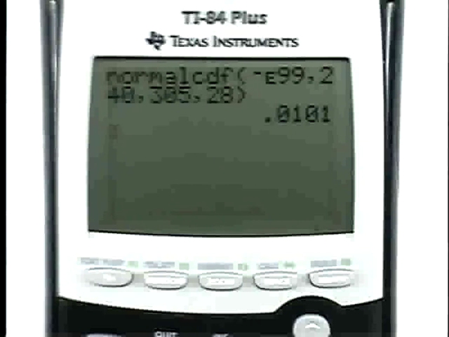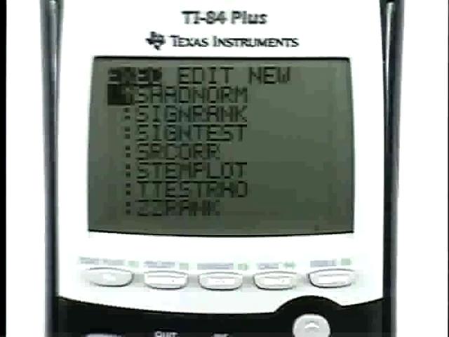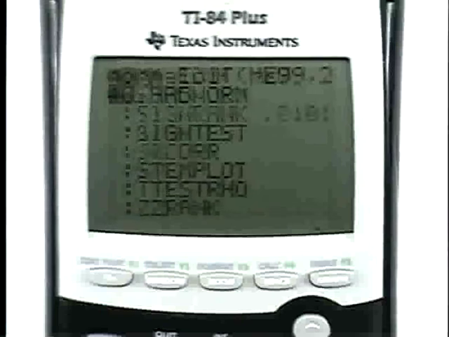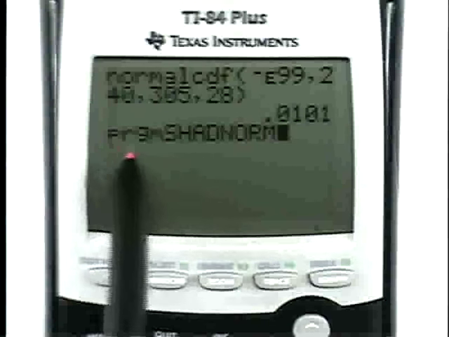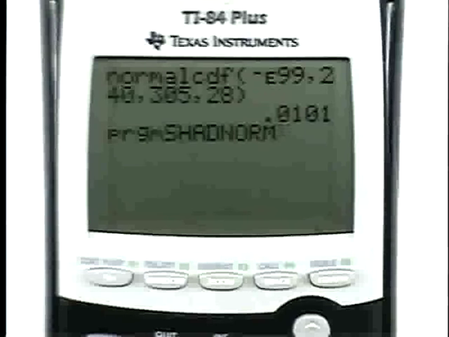0.0101. Now, I'm going to show you something kind of cool. Hit the program key. It's right below the stat key. It's PRGM. And go down until you see a program called shade norm. Now, these are made available to you by your instructor. If you don't have it in your calculator, contact your instructor. There may be a reason. The instructor may not want you to use these programs. But if your instructor allows it, run this program, hit enter. It says PRGM shade norm. That means shade normal. Hit enter again to run it.